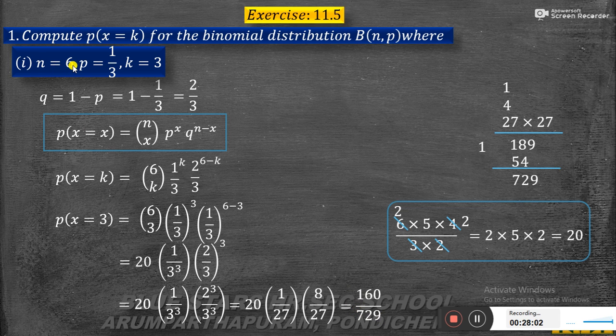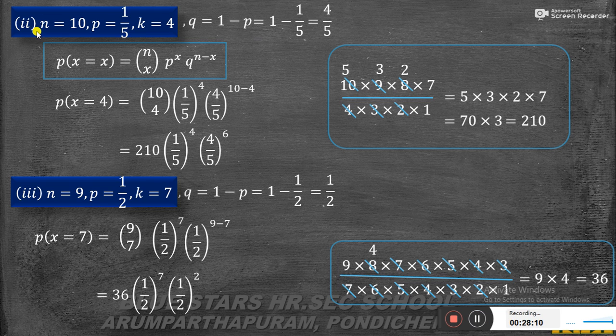That means n equal to 6, p equal to 1 by 3, k equal to 3. Next is subdivision 2, n equal to 10, p equal to 1 by 5, k equal to 4. Q equal to 1 minus p, 1 minus 1 by 5. That means you're just doing the cross multiplication, 5 minus 1 means 4 by 5.